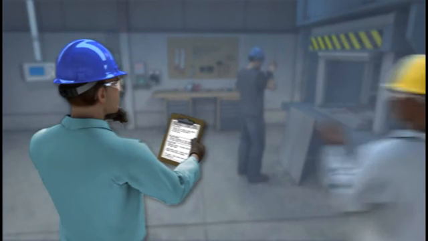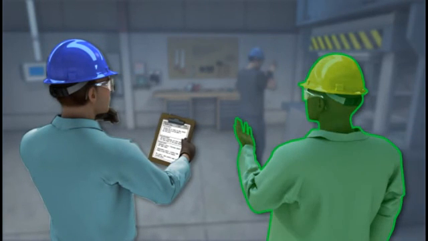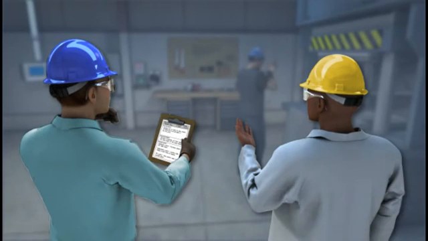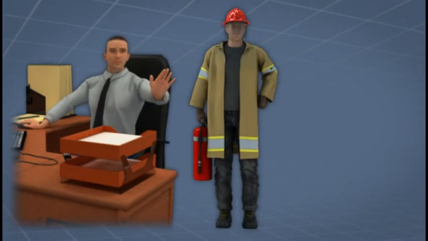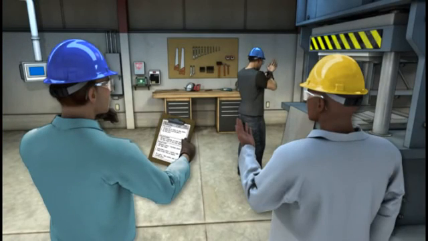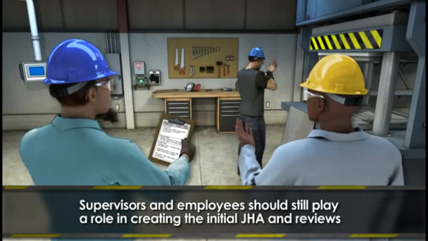At times, a company may find it wise to hire a professional to help prepare the JHA. This is especially true if an employee has a job that is very complex or that includes many different tasks. Professional help can be found from insurance companies, fire departments, private safety consultants, and more. Even if a professional is brought into the process, supervisors and employees should still play a role in creating the initial JHA and reviewing the JHA when appropriate.